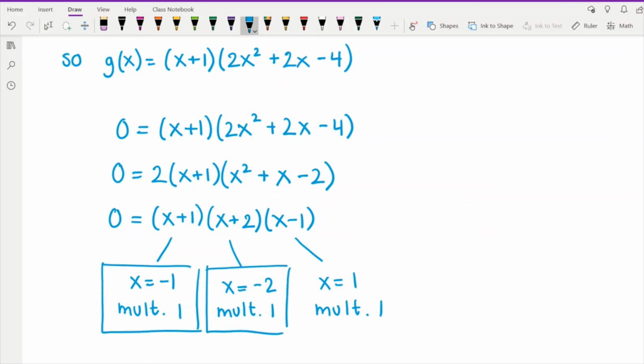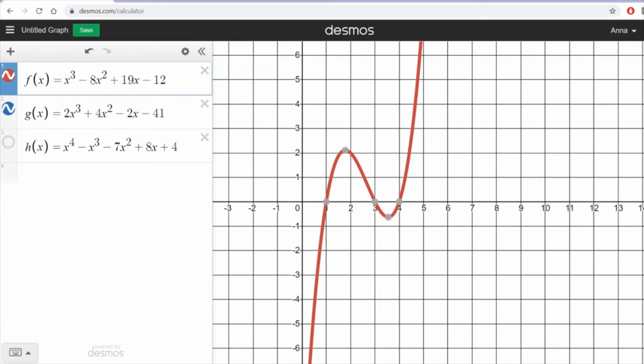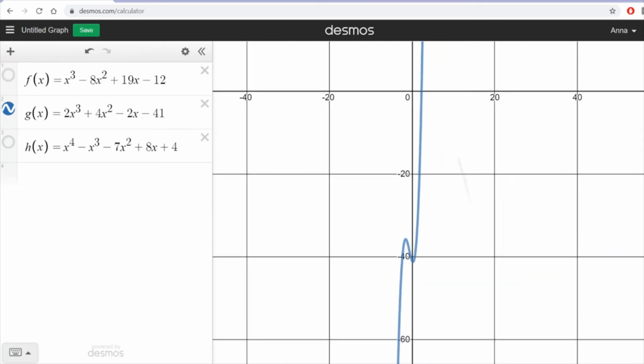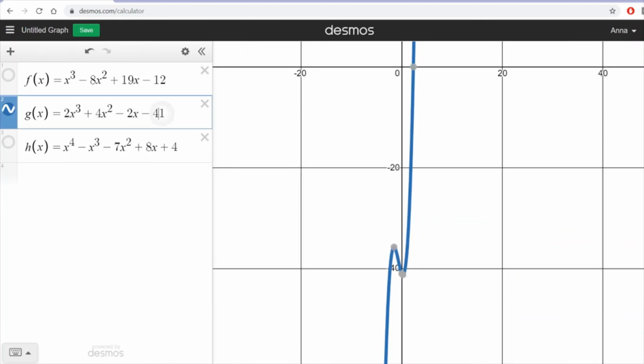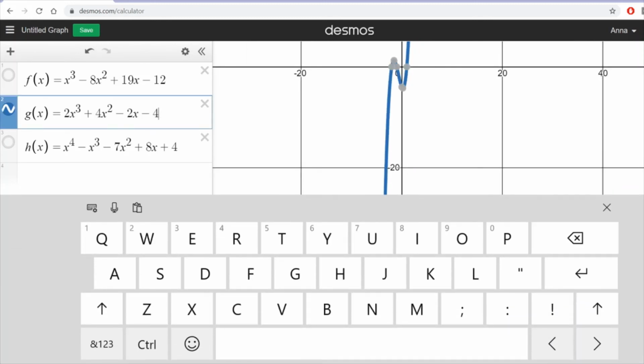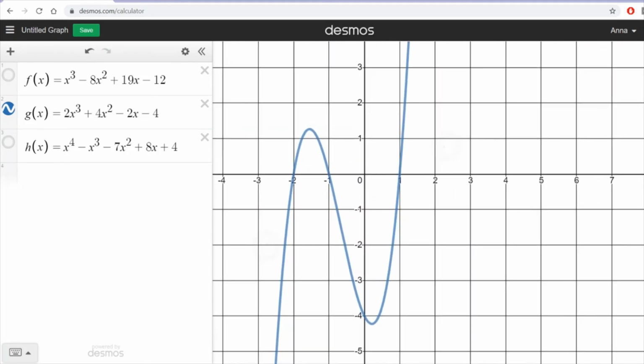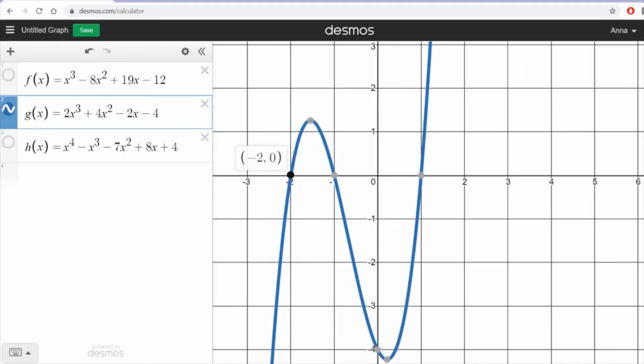So let's just take a quick peek at the graph to verify that we got these correct. So here is our function. Oops, I made a typo. Let me fix that. I somehow added in a 1 there. Okay, this looks better, right? So we see that we have zeros of negative 2, negative 1, and 1, which is what we expected. And each of them passed through because they had multiplicity 1.